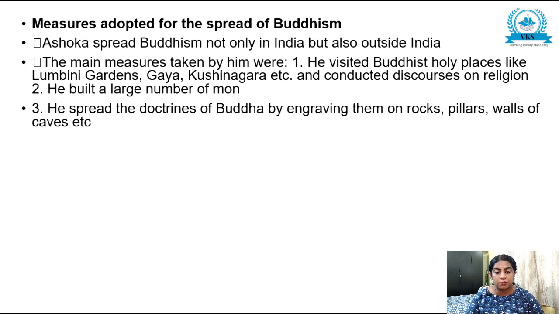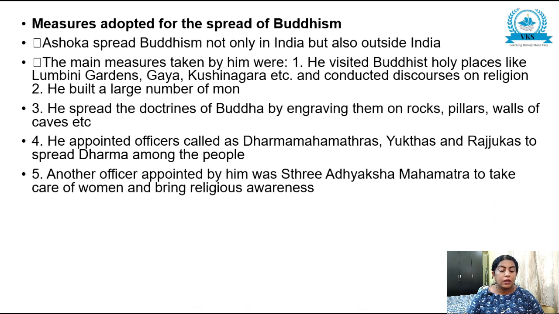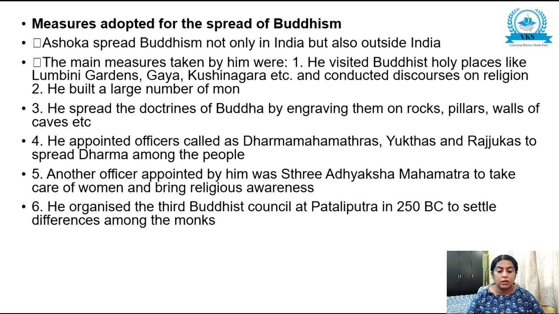He built a large number of monasteries and he spread the doctrine of Buddha by engraving them on rocks, pillars, walls of caves, etc. He appointed officers called Dharma Mahamatras, Yuktas and Rajukas to spread Dharma among the people. Another officer appointed by him was Sri Adhyaksha Mahamatra to take care of women and bring religious awareness. He organized the Third Buddhist Council at Patliputra in 250 BC to settle the differences between the monks.